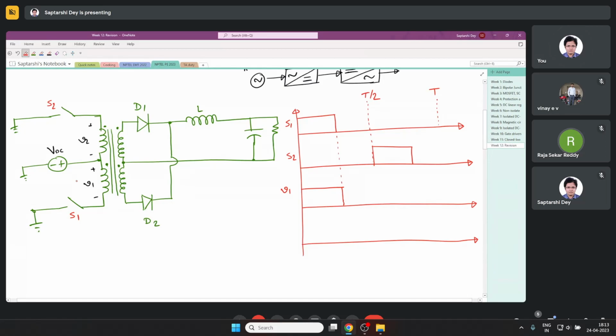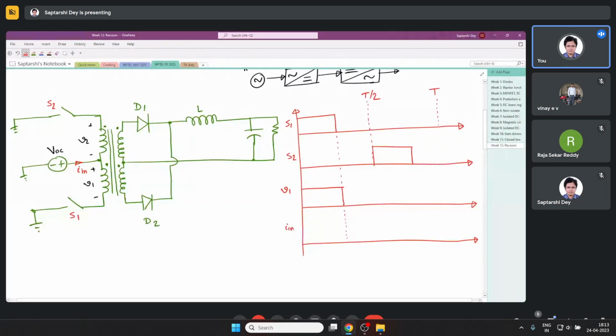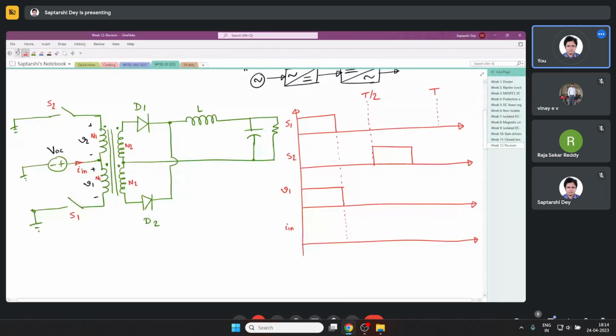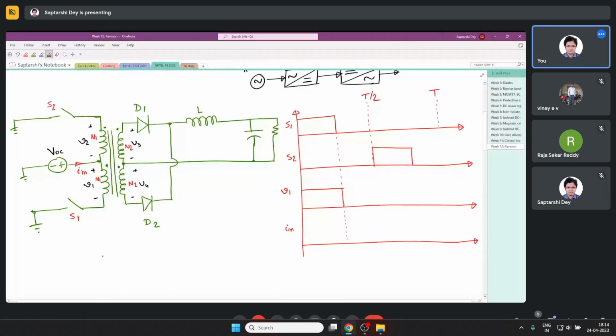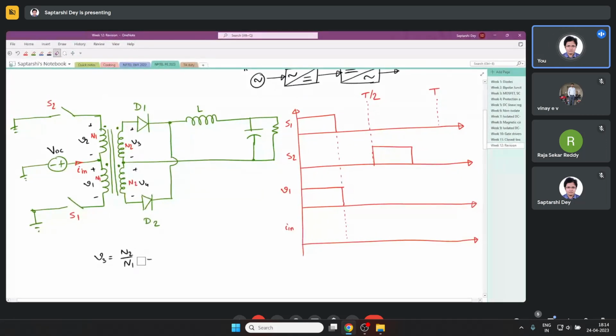So if I draw this current, let me write it as I in, then you see, if this is V1 and the magnetizing current is 0, and if I call these N1, N1, N2, N2, now if this is V1, then V3 is N2 by N1 times V1, that is VDC. Write it V1.